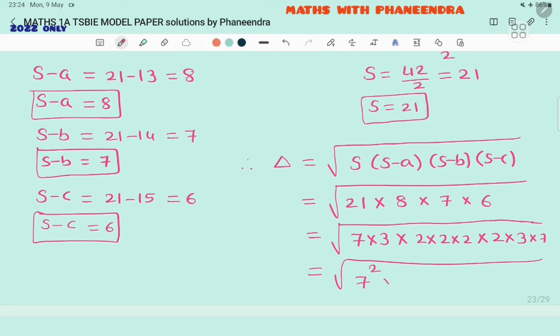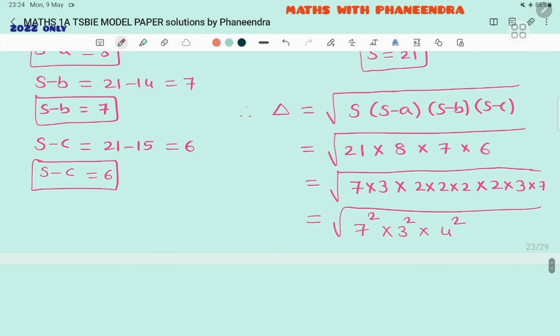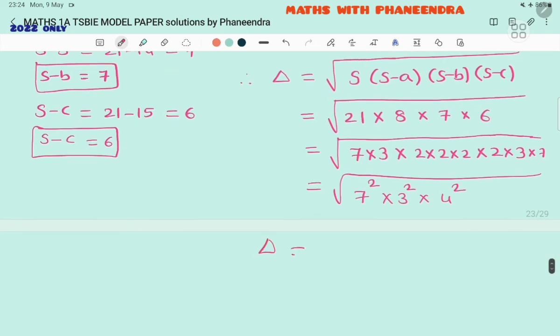3 into 3, 3 square. 2 into 2 into 2 into 2, 2 power 4, is 16. 16 can be written as 4 square. So ultimately delta is equal to square root of 7 into 3 into 4 whole square. The square root cancels: 21 into 4 is 84. So the delta value is 84.